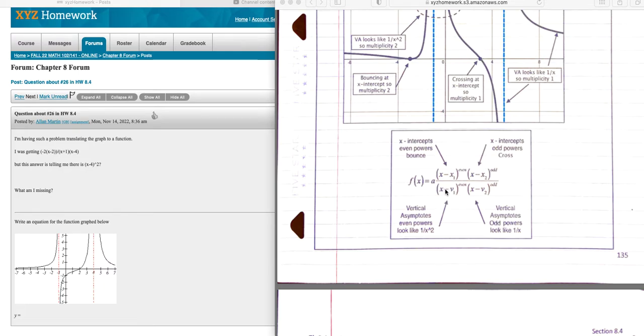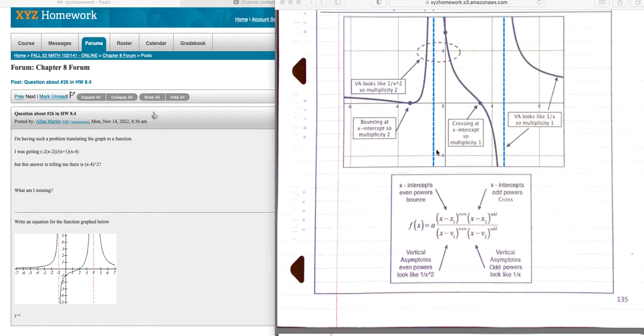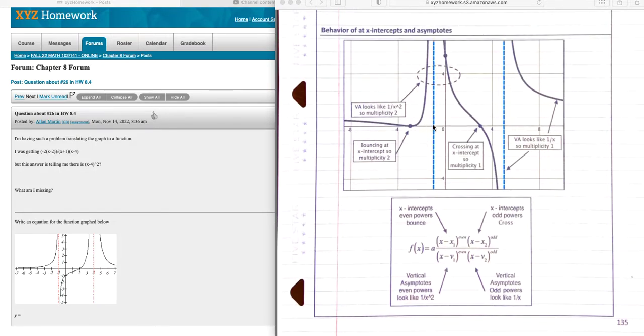But then the denominator, that's where we get our vertical asymptotes, and when this is an even power and an odd power, they behave differently. When it's an even power, when the graph is approaching the asymptote, they go together to infinity. In other words, for this example right here, as I approach -1 from the left, I go to positive infinity, and as I approach -1 from the right, I go to positive infinity. So that's what a squared would look like.